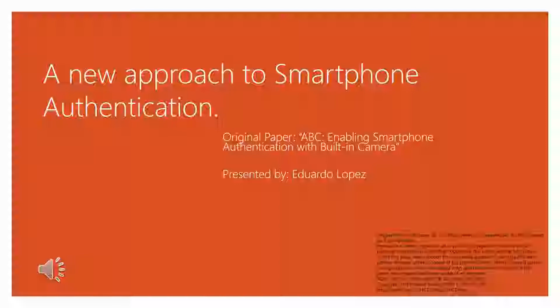This project is for CS6263. The title of my project is A New Approach to Smartphone Authentication. It is based on the original paper, ABC, Enabling Smartphone Authentication with Built-in Camera.